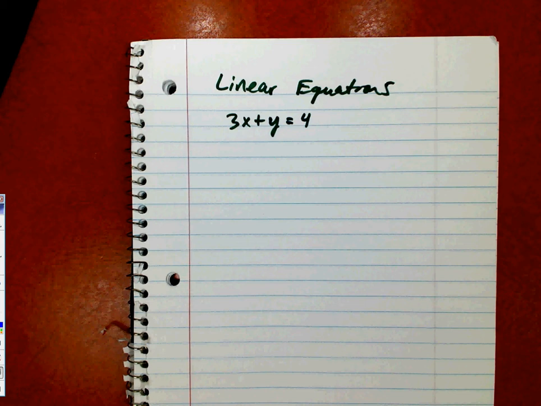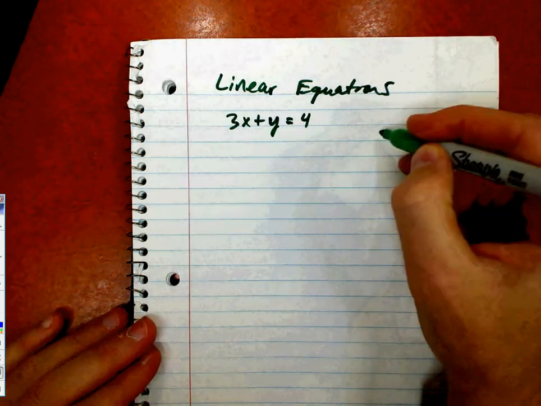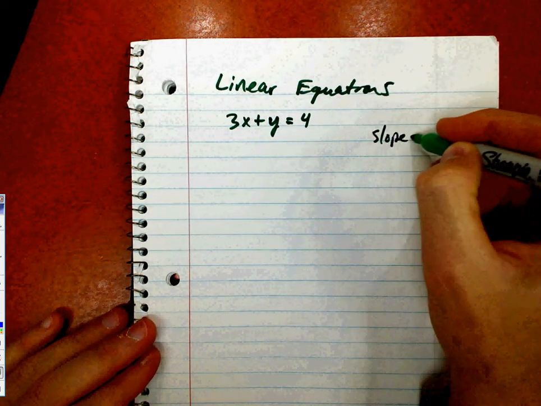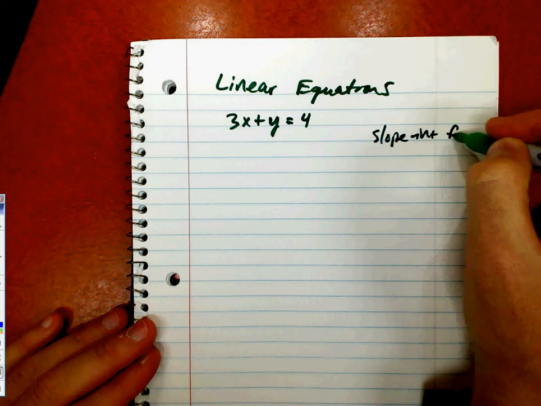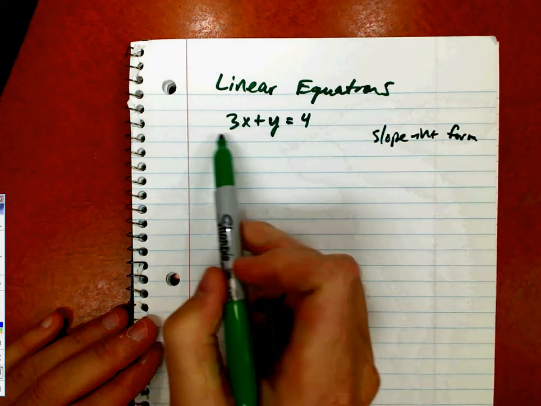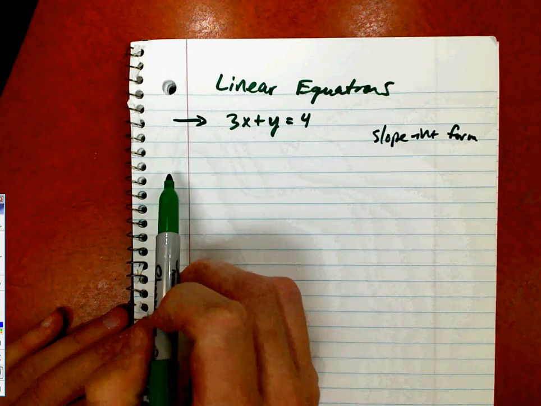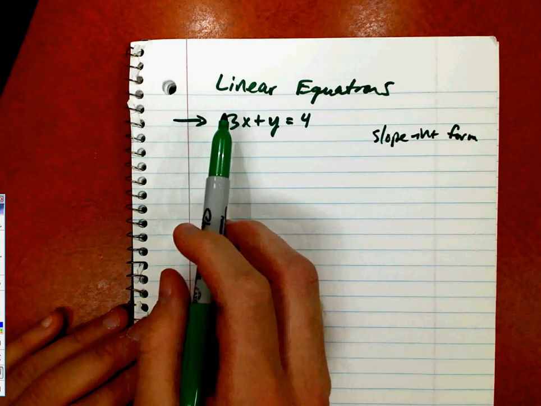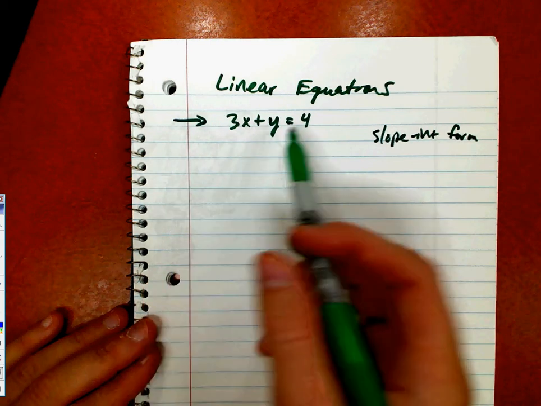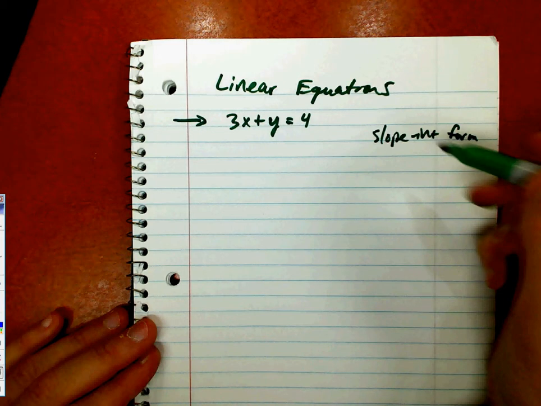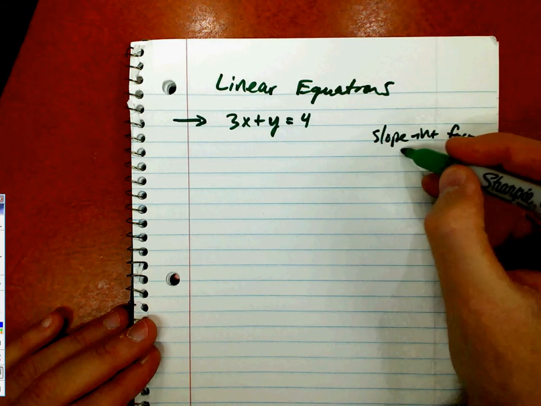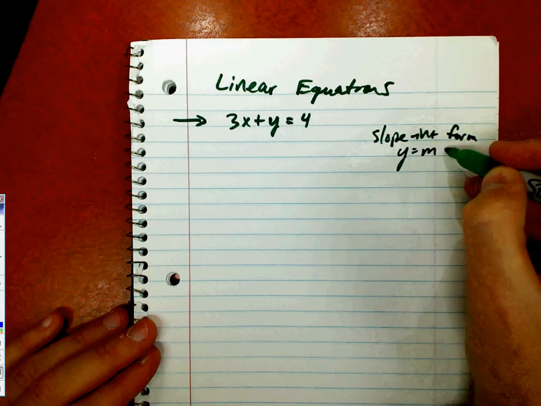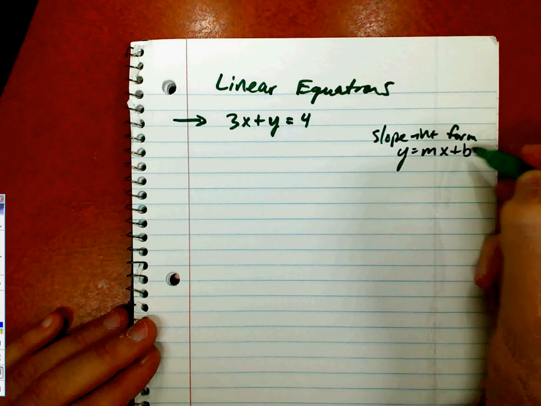Linear equations are great when they are in standard form, but they're even better in what we call slope-intercept form. So I'm going to go ahead and take this equation that's written in standard form and change it into this slope-intercept form that we talk about. Slope-intercept form is always in the form of y is equal to mx plus b.